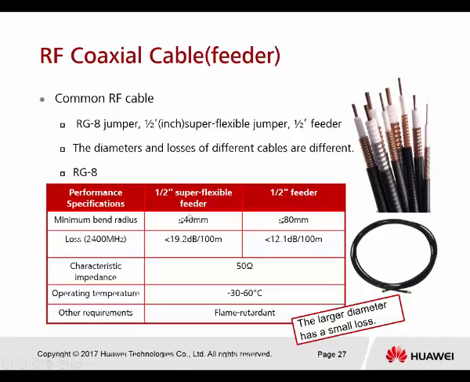If you're using the thin feeder cable, it will cause high loss. Every 100 meters, it causes 19.2 dB loss. If we choose the thick feeder, it only loses 12.1, because the thick feeder line has more protection to cover the signal loss. But on the other hand, the half feeder is very difficult to deploy at a corner area, because it's very hard to bend.